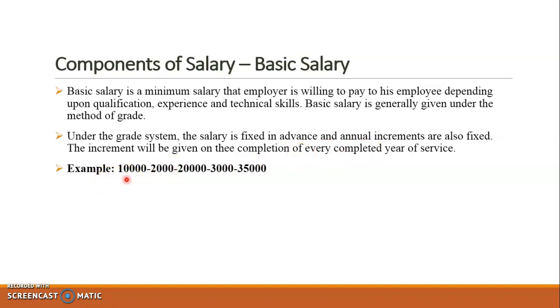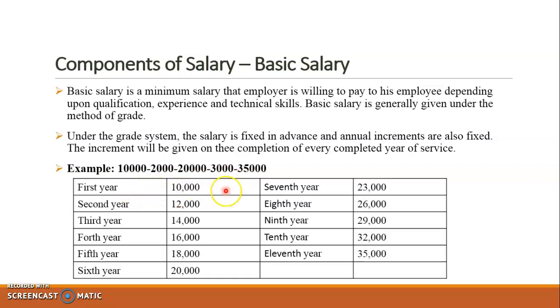So this is the grade which is given: 10,000, then 2,000 in increment up till your basic salary reaches 20,000. Then there will be 3,000 per annum increment up till your salary reaches 35,000. So suppose this is the grade system. In this case, first year it will be 10,000, then second year 2,000 will be added, third year again 2,000 will be added, fourth year, and it will be added till the 6th year. In the 6th year it has achieved 20,000.